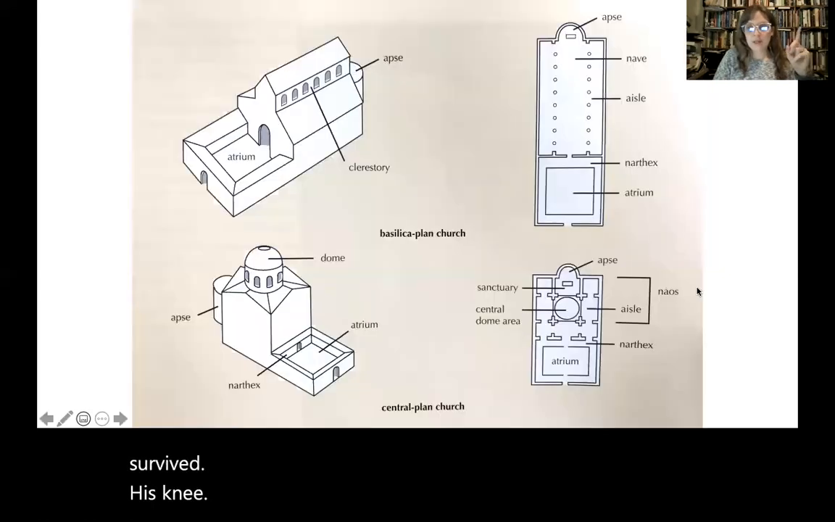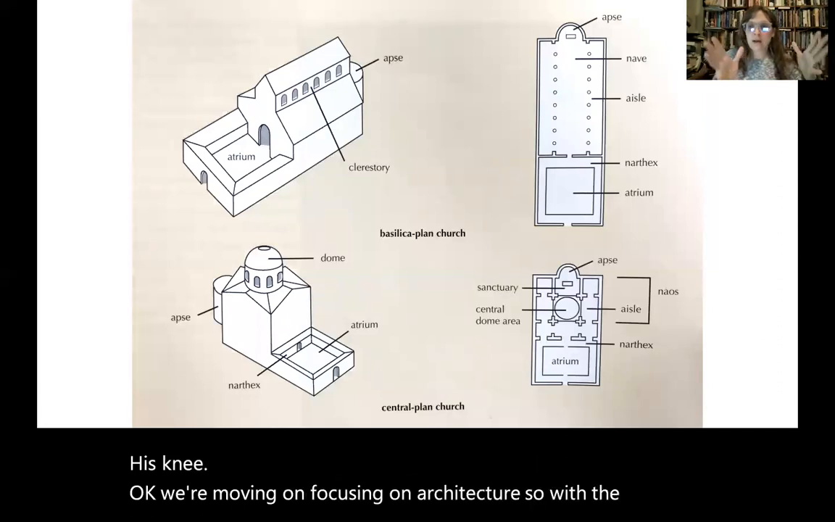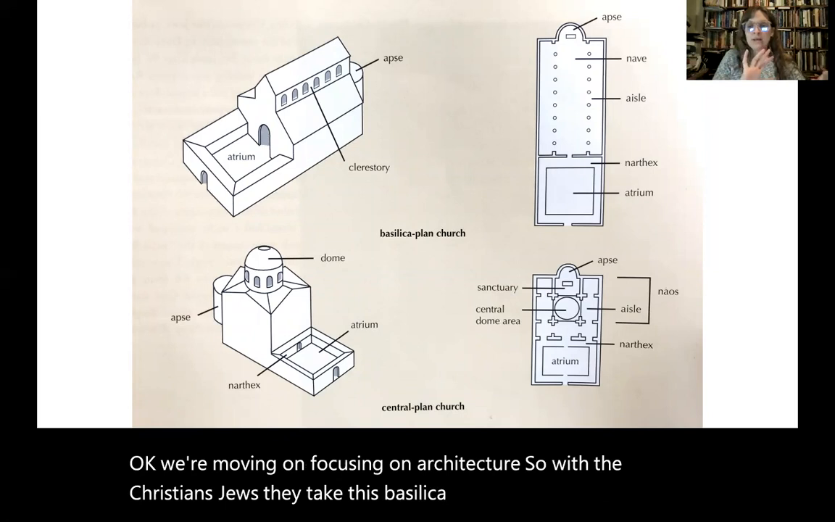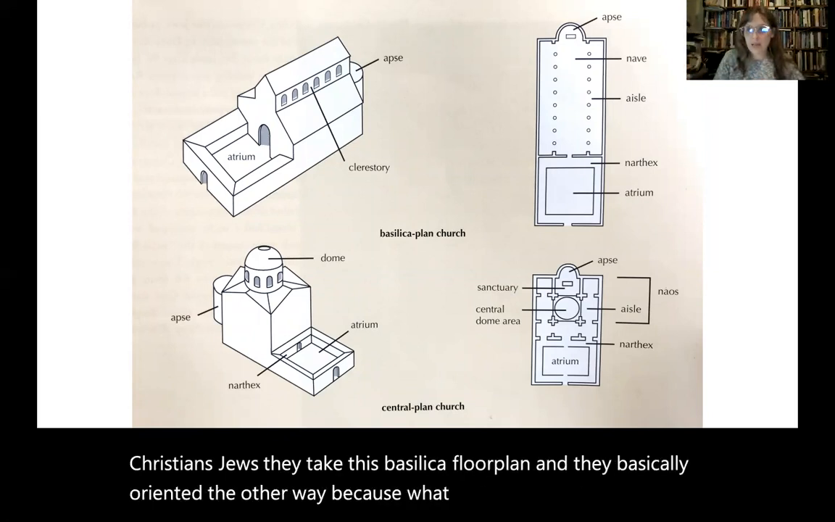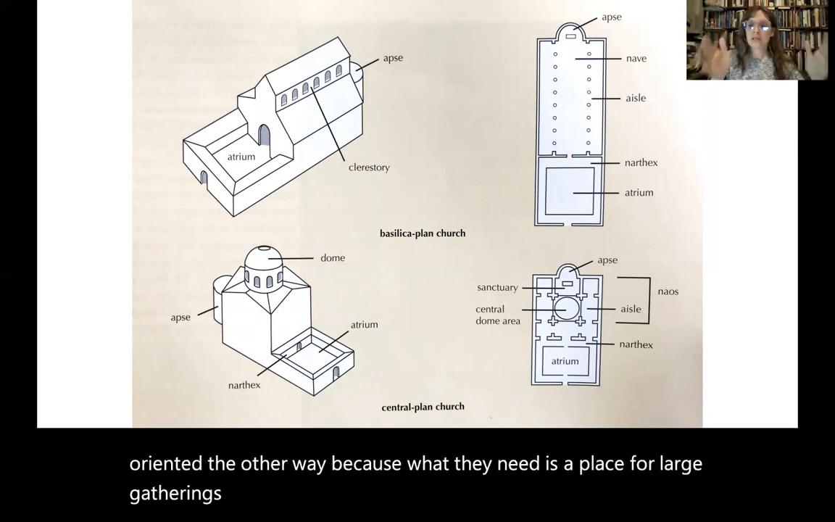Okay, but we're moving on, focusing on architecture. So what the Christians do is they take this basilica floor plan and they basically orient it the other way, because what they need is a place for large gatherings, for teaching, and for processions as the liturgy is developing.